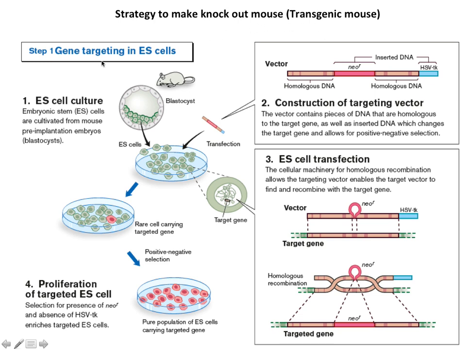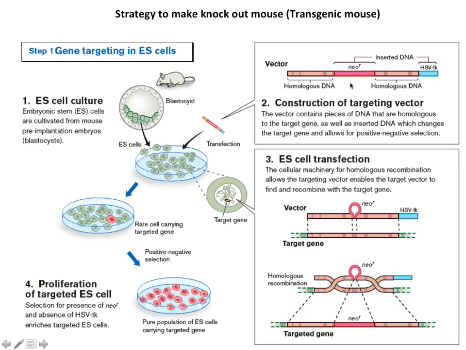There are two steps to making a knockout mouse. The first is the in vitro strategy. In vitro means you do this outside of the living organism. In this case, the first step is embryonic stem cell culture. You can isolate the embryonic cells from the blastocyst of a mouse, and you can grow them in laboratory conditions.